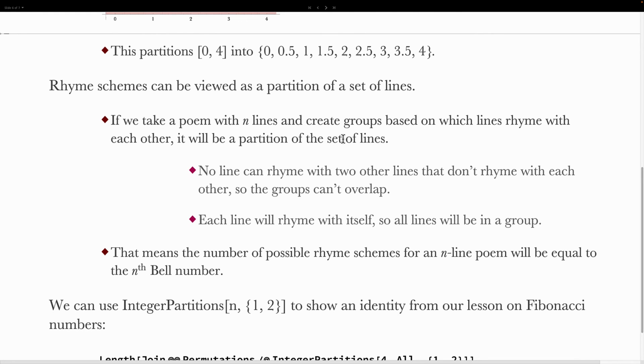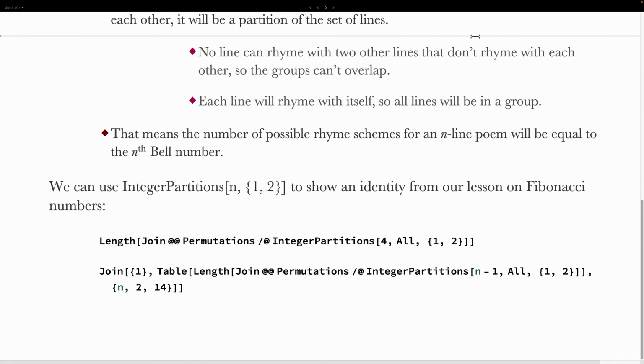Now this implies that the number of possible rhyme schemes for a specific length poem will be equal to the Bell number associated with its length.